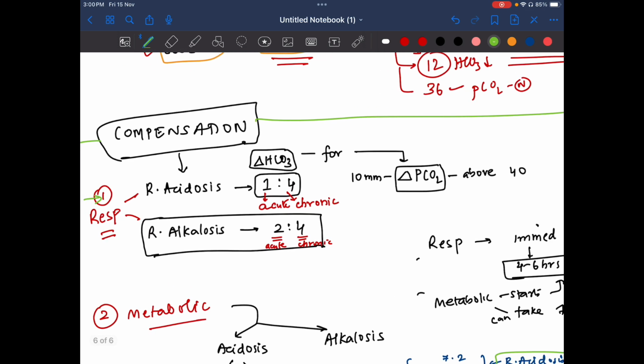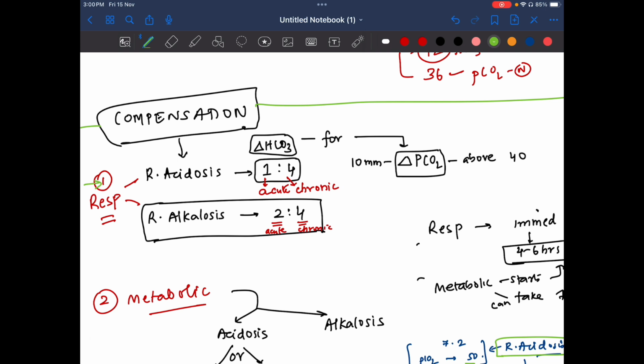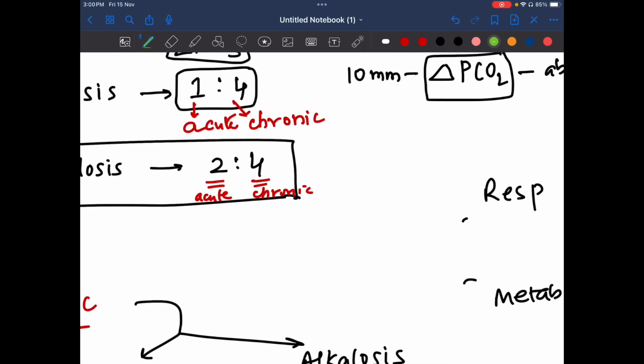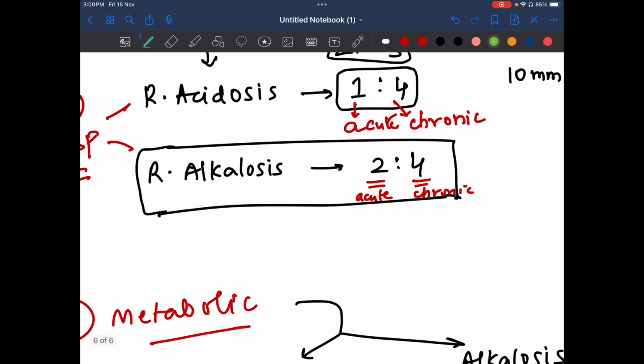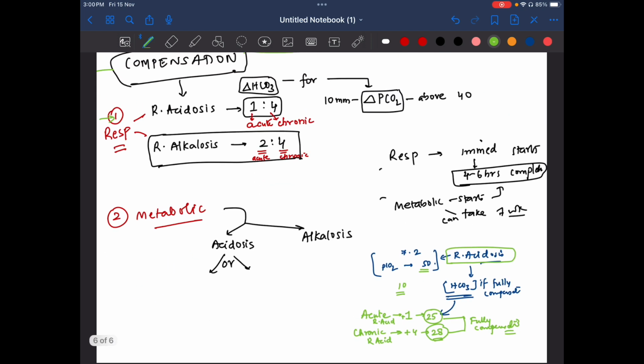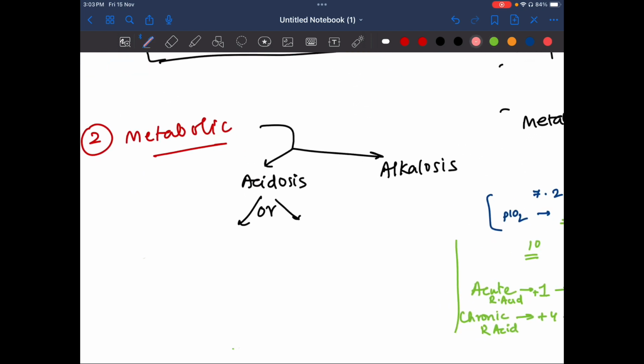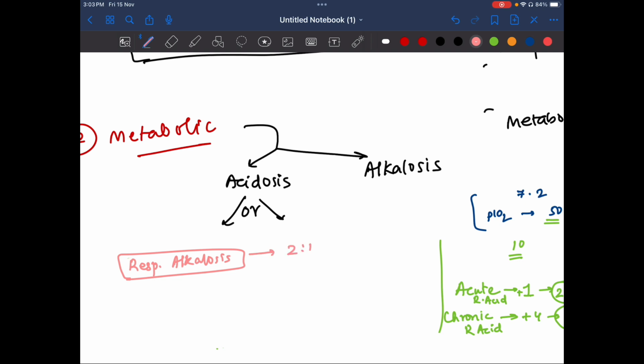Now, what about respiratory alkalosis? Similarly, the ratio is 2:4. So in case of respiratory alkalosis, the change is 2:4 for every 10 change in PCO2. Okay, this is acute, this is chronic respiratory alkalosis.